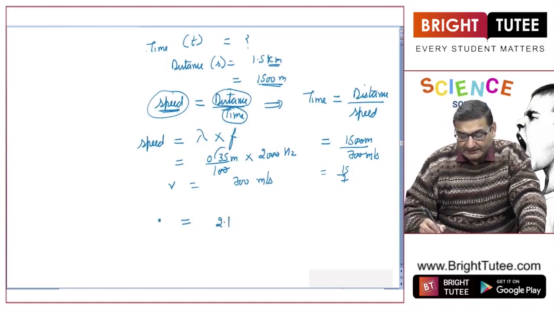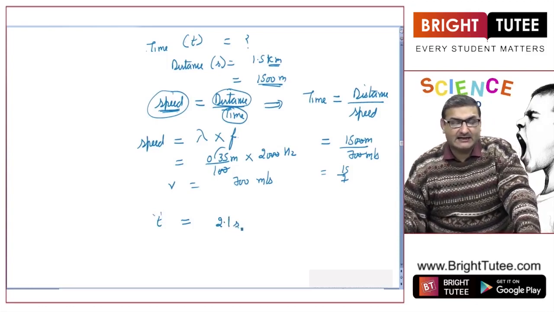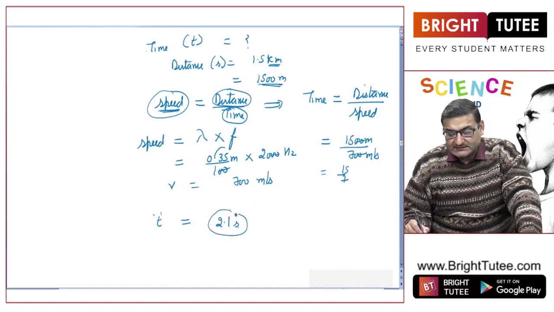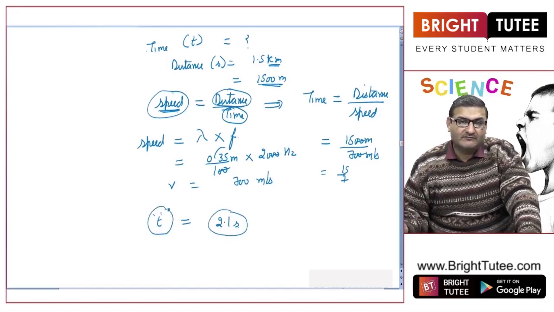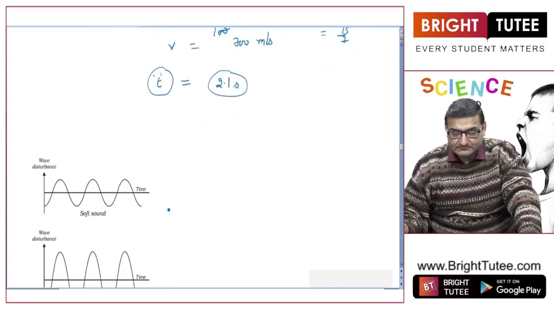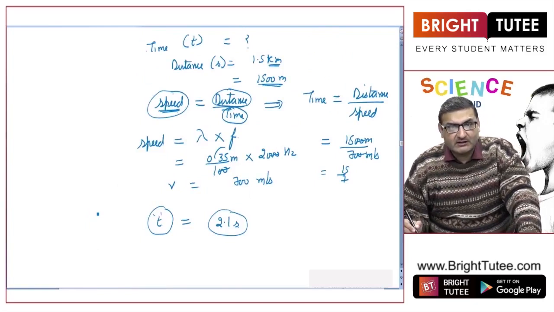What am I calculating? I am calculating the time, so the SI unit will be second. So now 2.1 second is the time taken by this particular wave of frequency 2 kilohertz to travel a distance of 1.5 kilometers. Clear? Fine. So these are a few numericals based on wave equation, right?